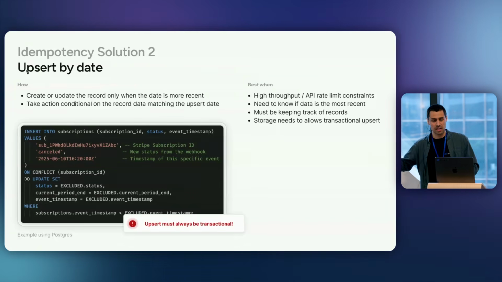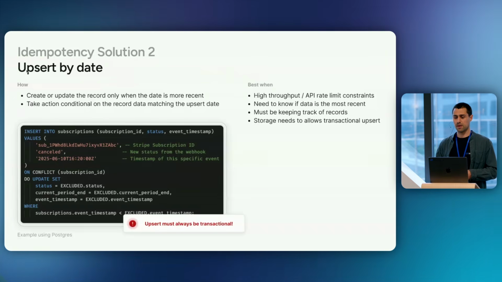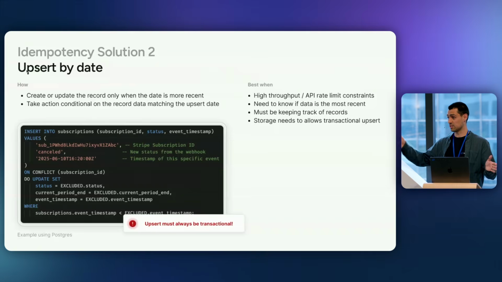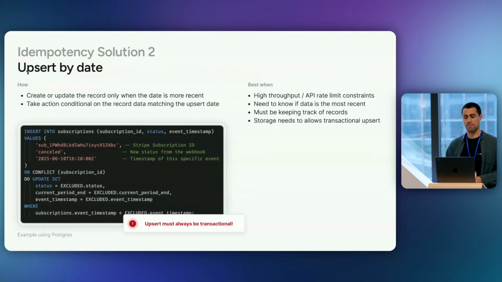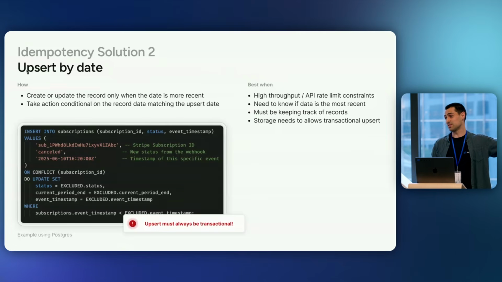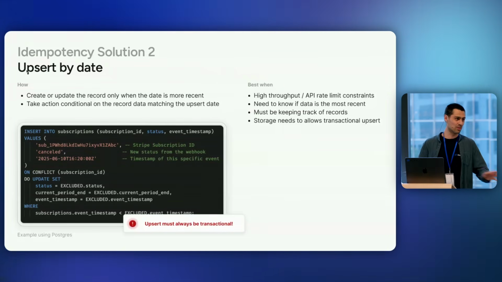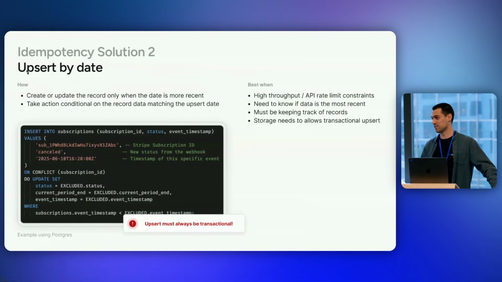That's great if you are dealing with higher throughput, for instance, or API rate limit constraints, or if you need to know that the data is the most recent, right? The fact that it's different than the one you had before matters. But there's a limitation: you must be keeping track of records. The big warning I have here is that this needs to be transactional. If you're doing that in 2 different queries that are not transactional, regardless of the underlying storage engine you're using, this is not going to work because you're going to run into race conditions.